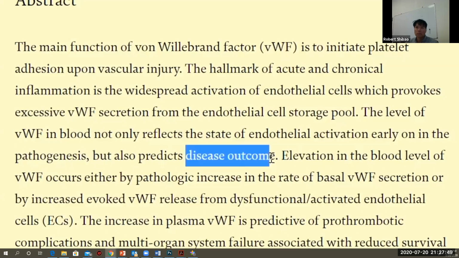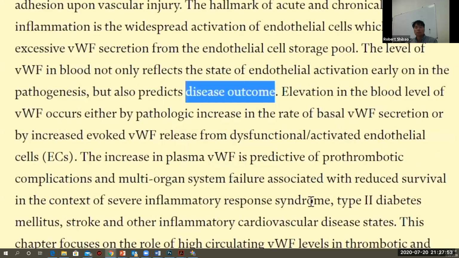And this is key. Elevation in the blood level of von Willebrand factor occurs either by pathological increase in the rate of basal von Willebrand factor secretion or increased evoked von Willebrand factor release from dysfunctional or activated endothelial cells. And that's exactly what we see here, we believe, in COVID-19.